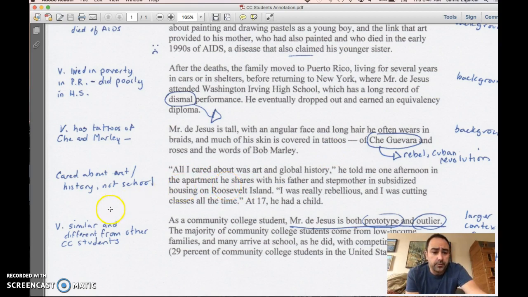As we continue down the page, we find out that he really cared about art and history, didn't care about school. And then at the last paragraph on the bottom of the page, the reading starts to open up beyond Vladimir, and it starts to talk about all community college students. And it says that he's both prototype and outlier. Now, if you don't know what prototype and outlier mean, you're going to have a lot of trouble comprehending that paragraph. We're going to talk about this in class, so I didn't want to give it away too much, but prototype and outlier really means that he's both similar and different from other community college students, and then the rest of the paragraph tells you how he is both similar and different.